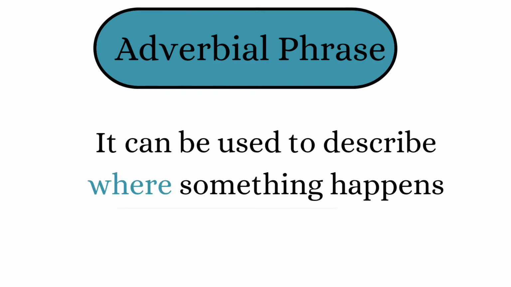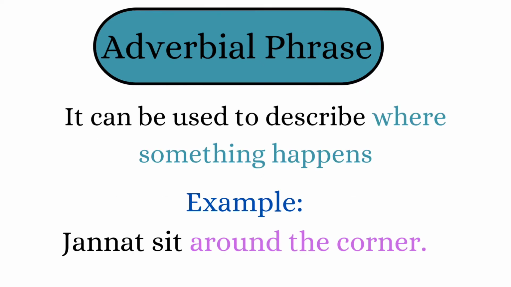It can be used to describe where something happened. Example, Jannat sits around the corner. Around the corner is an adverbial phrase because it modifies the verb sit, telling where Jannat sits.